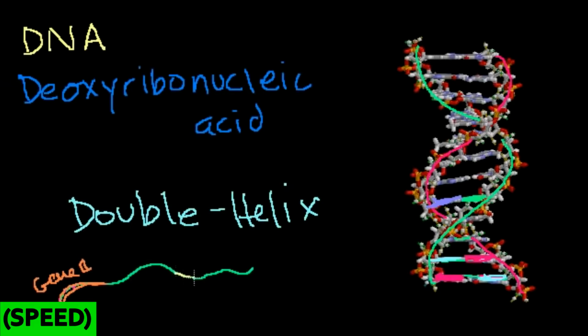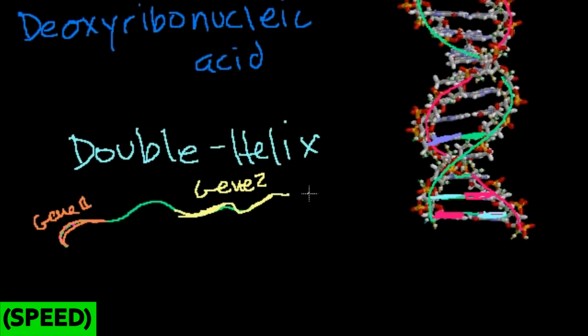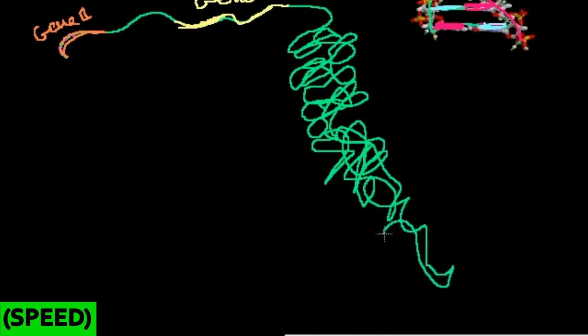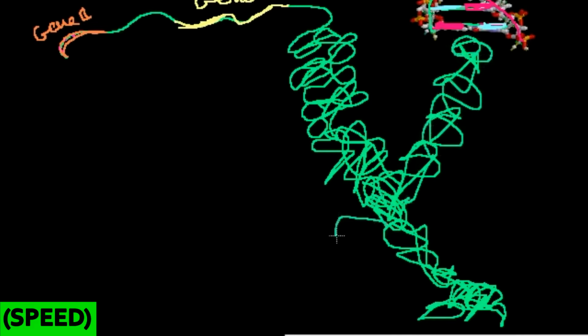But then maybe they'll have another section here that codes for gene 2. Maybe gene 2 is a little bit longer. Maybe it's 1,000 base pairs. But then when you take all of these, it winds in on itself like this, and does all sorts of crazy things. Remember, it completely bundles itself up, and then it looks something like that. Then you get a chromosome.